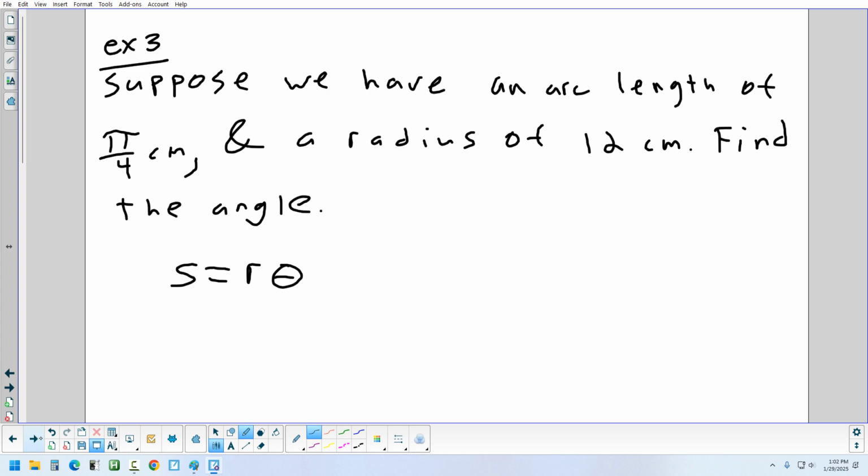So we have an arc length of pi over 4 and a radius of 12. What letter does the pi over 4 get plugged in for? S. That's my S. So the question this time is not find the arc length. The question is find the angle. Okay, so we got pi over 4. What is my radius? 12 centimeters. I'm not worried about putting the unit when I do the work. I just need to make sure if I need it, I'll put it on at the end. And what about my angle? Theta. Theta, we don't know.